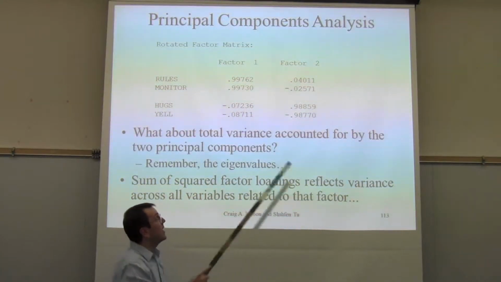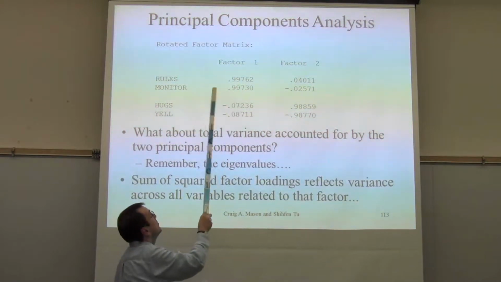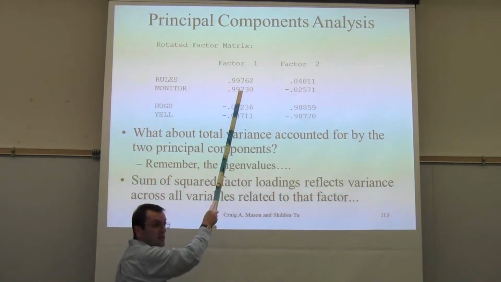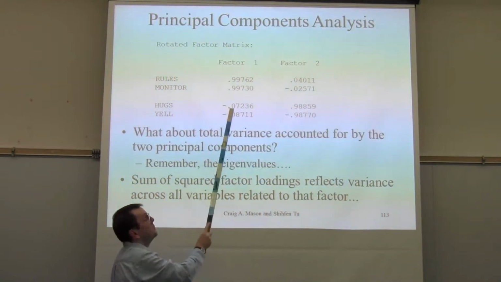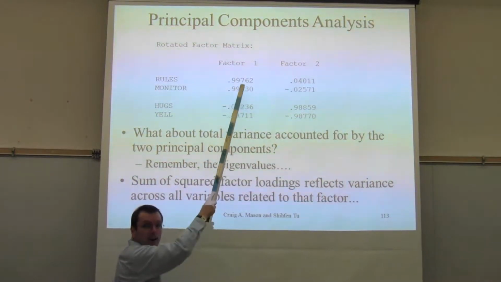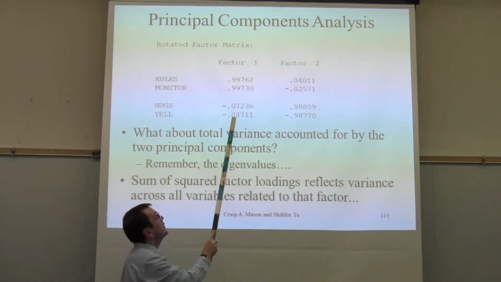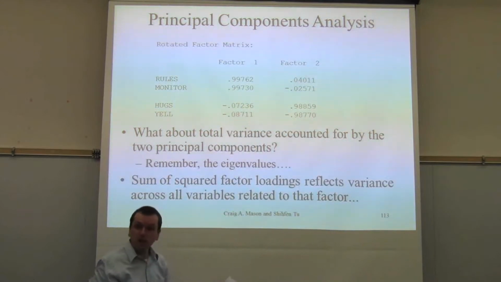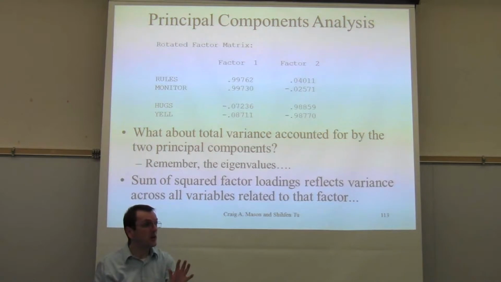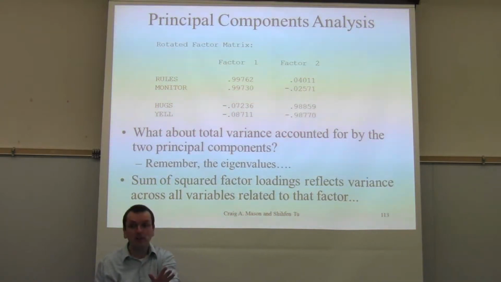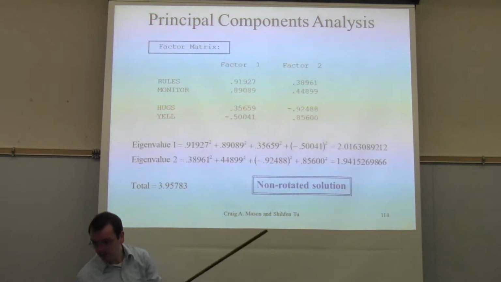Because, right, if I square this number, it's how much variance in rules is related to factor 1, plus how much monitoring variance, square that, is related to factor 1. Square this would tell me how much variance in hugging is related to factor 1. Square that's how much yelling is related to factor 1. So if I squared all those and added them up, it would be the total variance in all of those variables related to factor 1, which is the eigenvalue. So let's do that and see what happens.